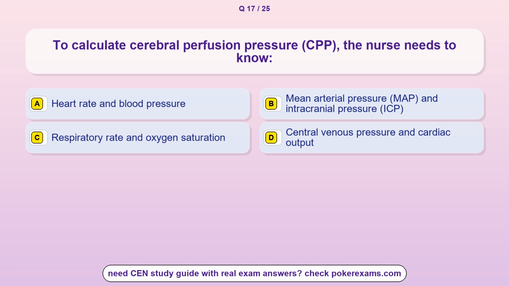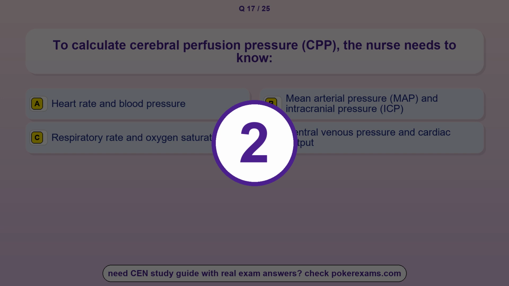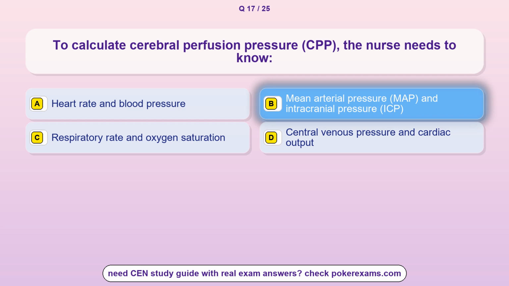Question 17. To calculate cerebral perfusion pressure, CPP, the nurse needs to know: Option A, heart rate and blood pressure. Option B, mean arterial pressure, MAP, and intracranial pressure, ICP. Option C, respiratory rate and oxygen saturation. Option D, central venous pressure and cardiac output. The correct answer is option B, mean arterial pressure, MAP, and intracranial pressure, ICP.